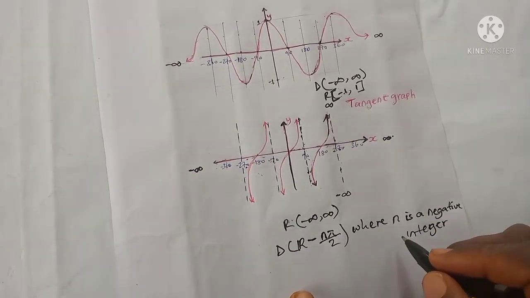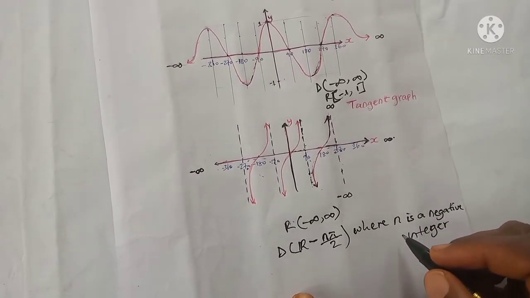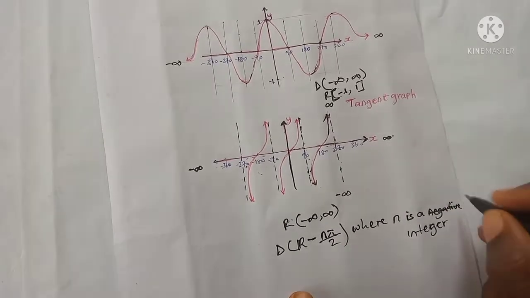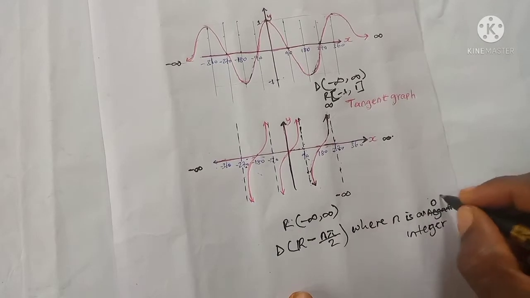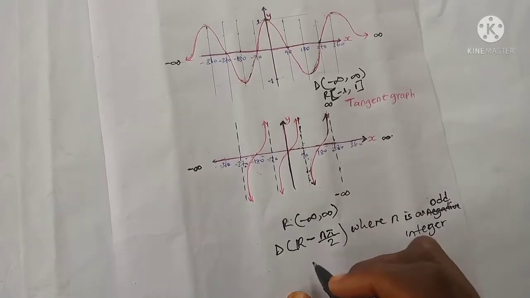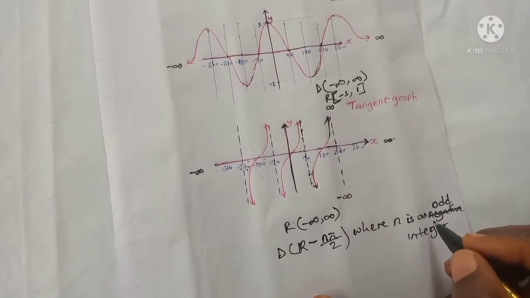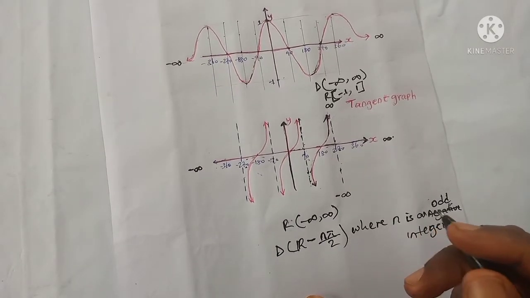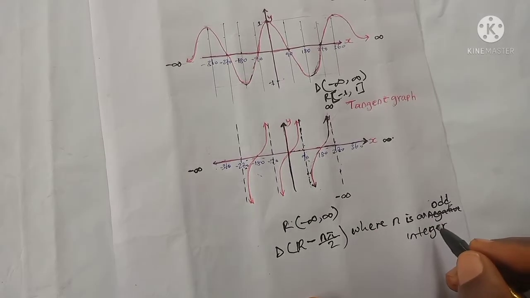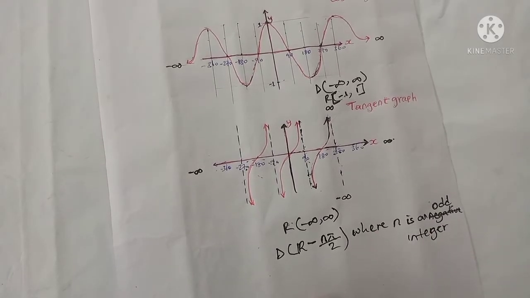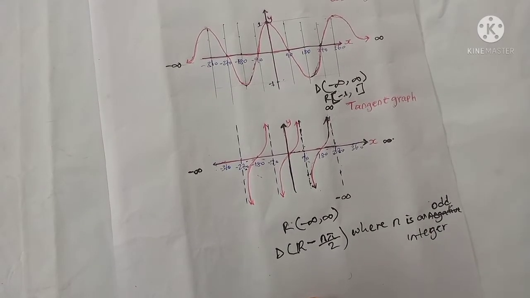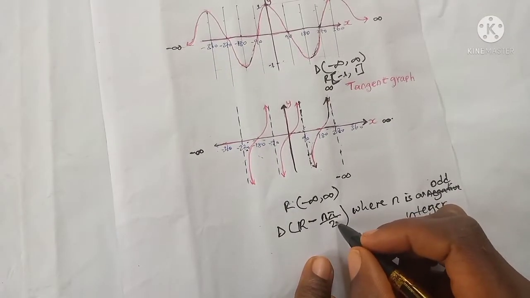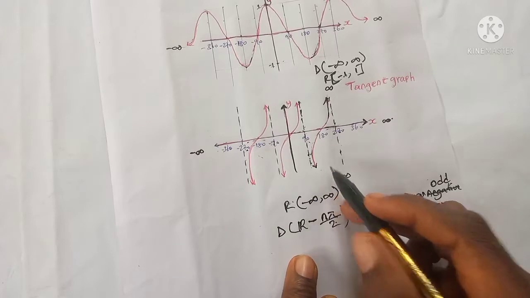So what do I mean by a negative integer? We know that integers are positive or negative whole numbers. Sorry, I mean where n is an odd integer. So what do I mean by odd integer? Odd integer means 1, 3, 5, 7, and then the negative integers are also -1, -3, -5, and so on. So it means that n pi over 2 is not included in the domain of tan theta.